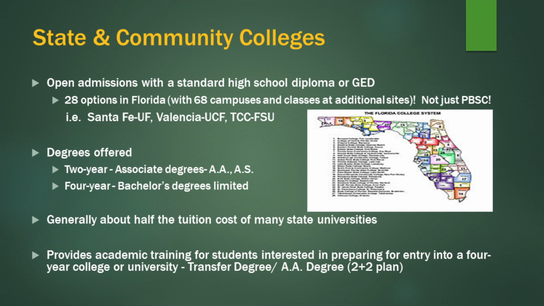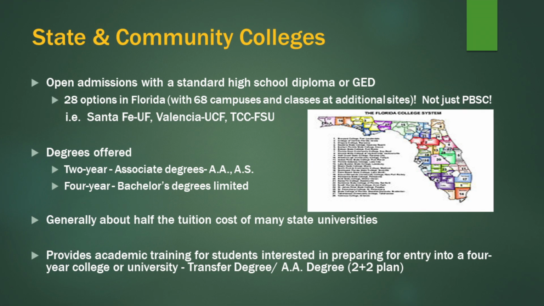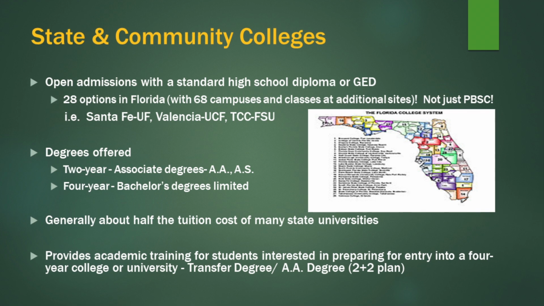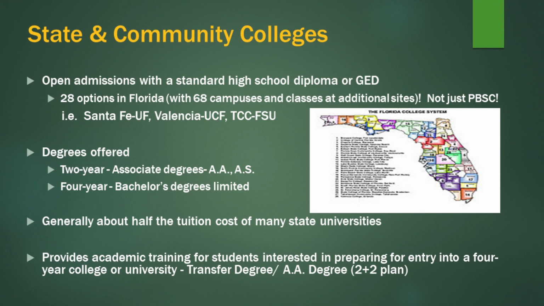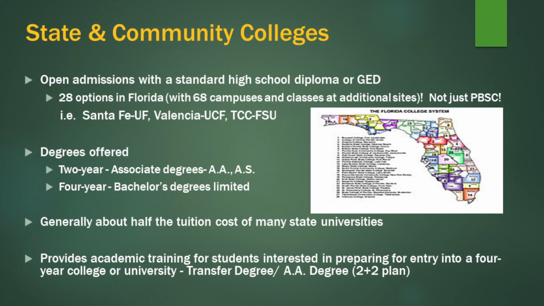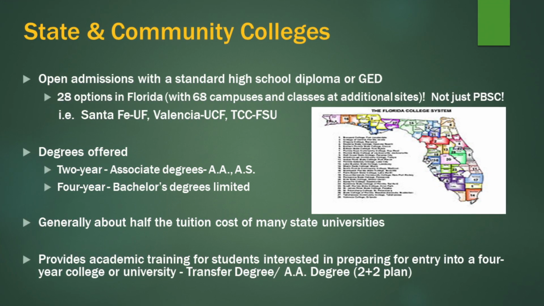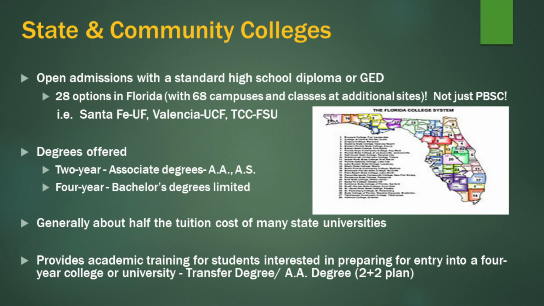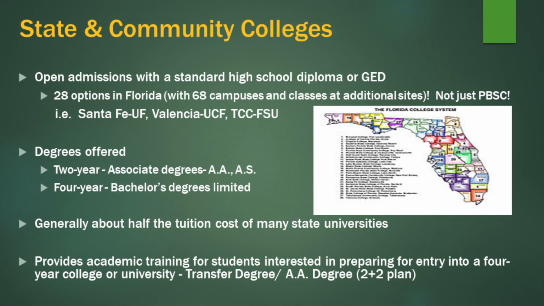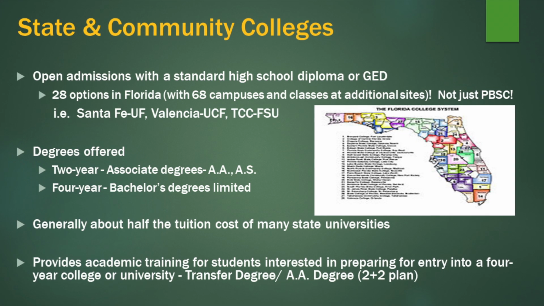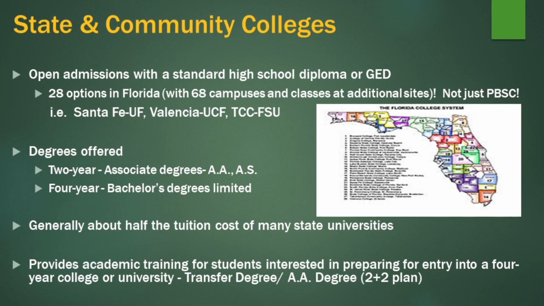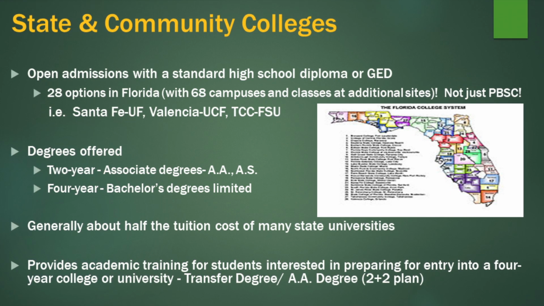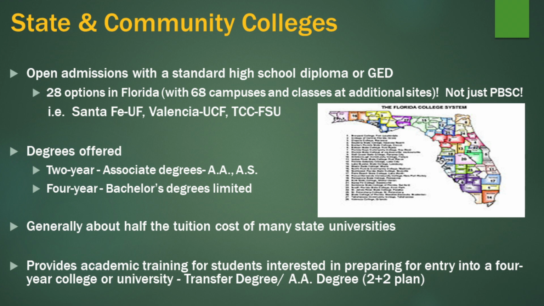State or community colleges are also an option after graduating from high school. State and community colleges are open admissions with the standard high school diploma or GED. There are 28 options in Florida that offer 2-year associate degrees and 4-year bachelor degree programs. State colleges tend to be less expensive than state universities and provide academic training for students interested in preparing for entry into a 4-year college or university. This is called the 2+2 plan.